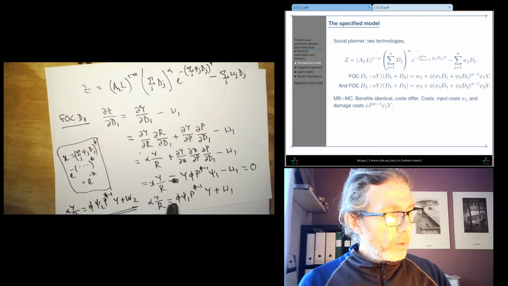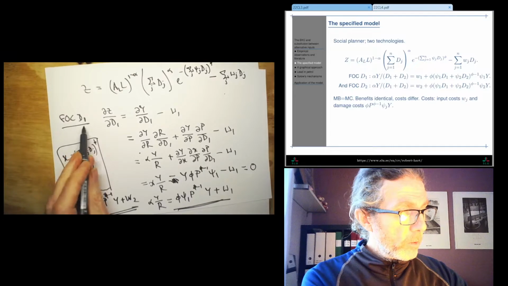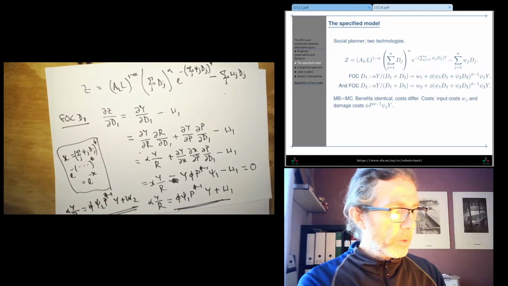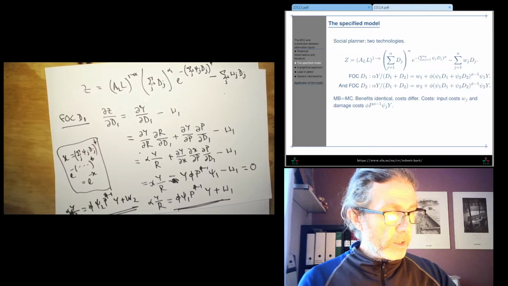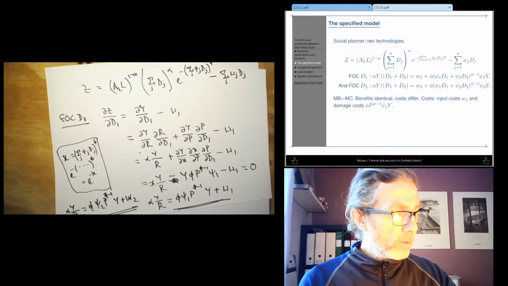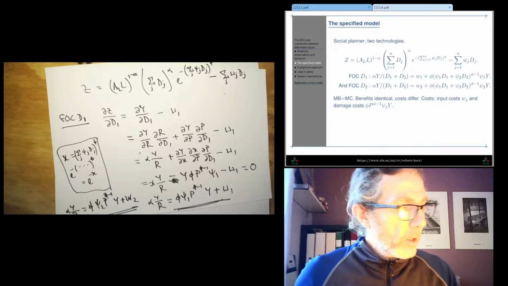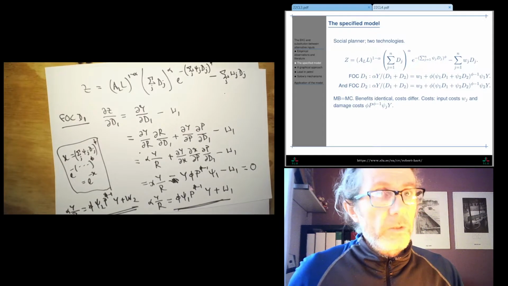So these two expressions in the first order conditions in the technology 1 and technology 2, or resource 1, resource 2, the left hand sides are the same. That's the marginal benefit of using more resource. The right hand sides are different. That's the marginal cost, which is the pollution cost plus the extraction cost.